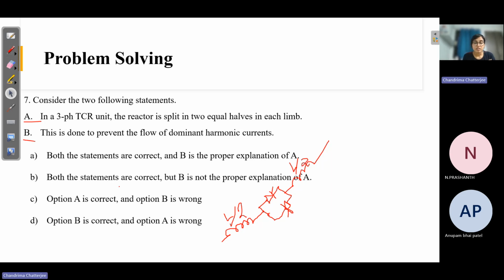What is the reason? Here they have given this is done to prevent the flow of dominant harmonic currents. This is not true. The inductor is divided equally so that the whole AC voltage doesn't appear across the thyristors. The total AC voltage does not appear across the devices. That's why this is done. So option A is correct, but option B is not correct.